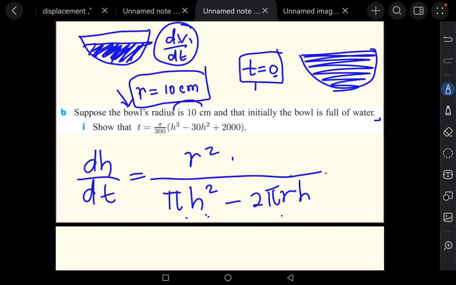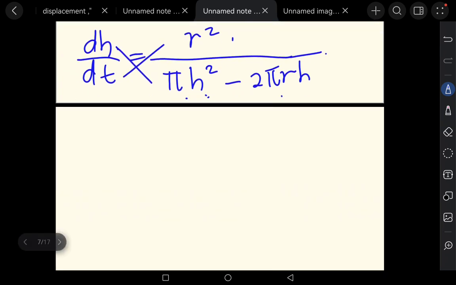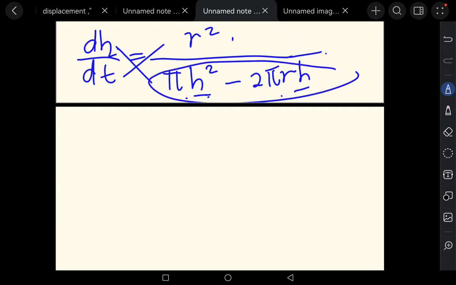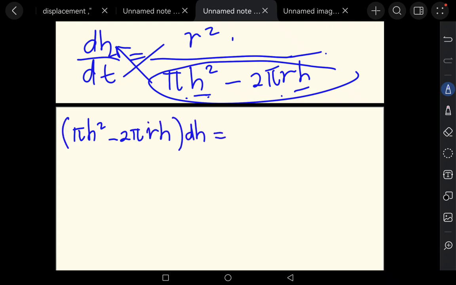Okay. Now do the separable method, joining the terms with h in one place. So I'm going to move this cross multiply to here. So (pi h square minus 2 pi rh) dh equals r square dt. So now we're going to solve for t, not dt. How? By integration. So we can cancel this with this integral. So now you get r squared times t.